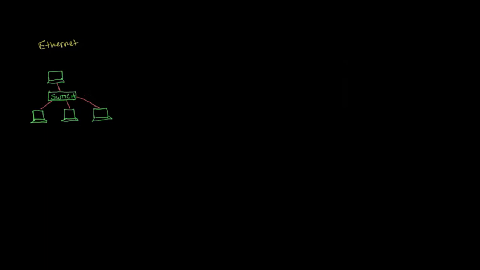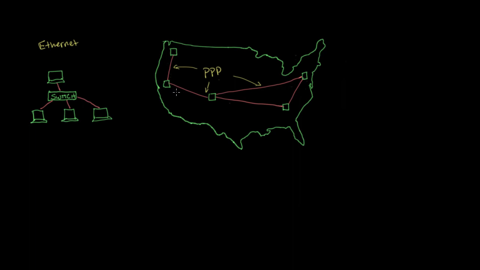So let's say we have an Ethernet network here, and there are 4 computers here connected to a switch. And so each of these computers has a MAC address, and any of the computers can send frames to any of the other computers just by addressing it to the appropriate MAC address. Now we also talked about point-to-point links.